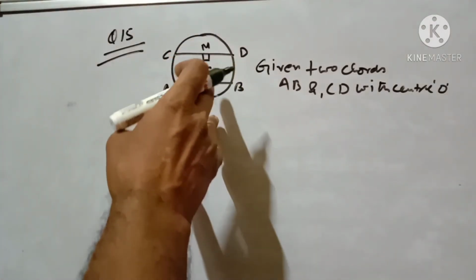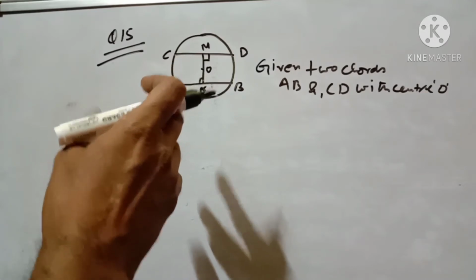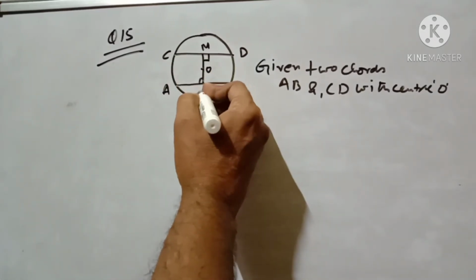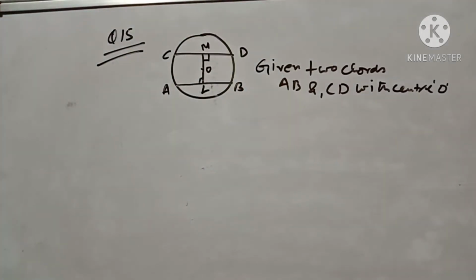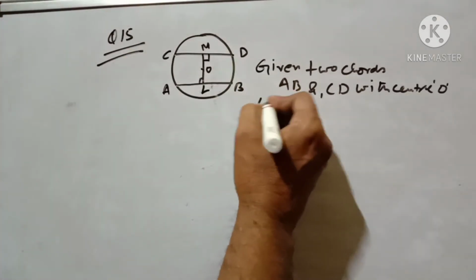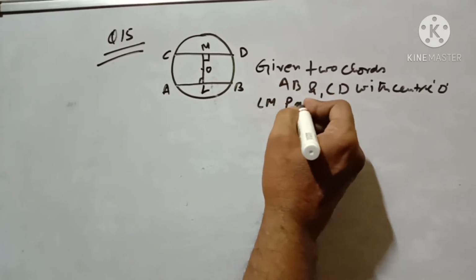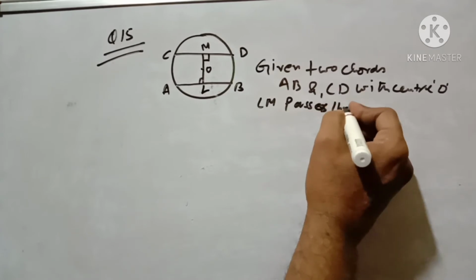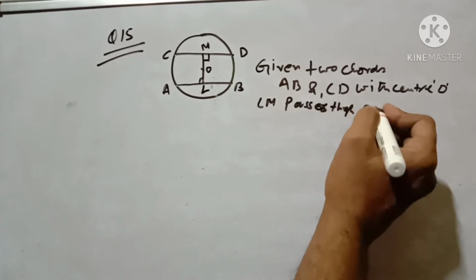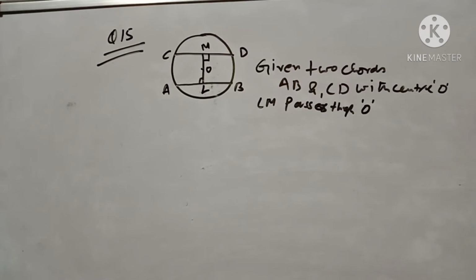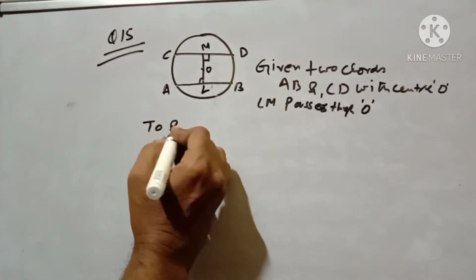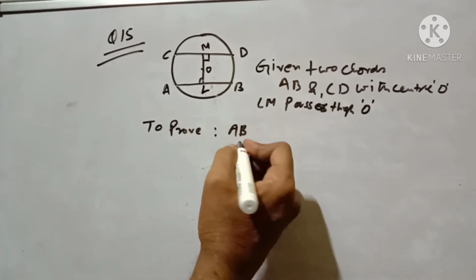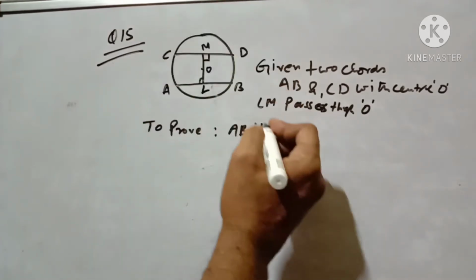Now from here we can see what we have to prove. ALM or ANM, I am taking ALM. ALM passes through O. Write down: ALM passes through O. Now to prove, what we have to prove? To prove AB parallel to CD.